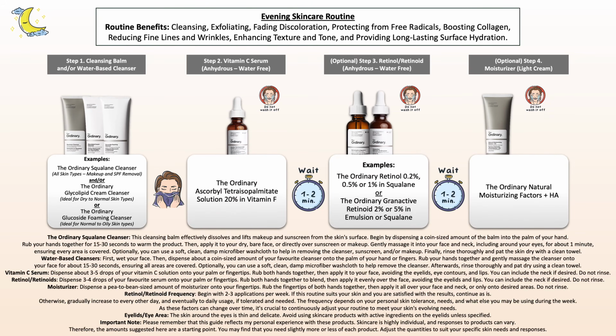In this case, you can technically use them in any order as they are both anhydrous solutions. Here I have the vitamin C before due to some concerns about penetration, but with these oil derivatives it's likely not an issue, so test it out and see how it goes. And then again, the last step could be The Ordinary Natural Moisturizing Factors with hyaluronic acid.